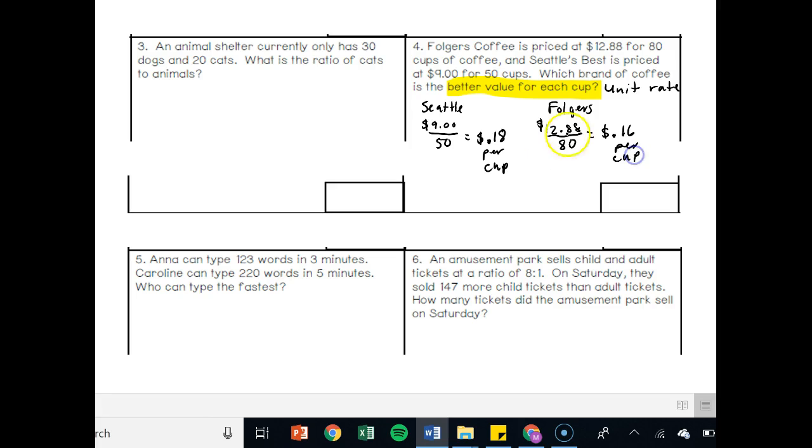So what's the better buy? Obviously, we're just going to go with the cheaper one, right? In fact, we would say cheaper one. And so this is obviously Folgers. Folgers is the better buy. It's only 16 cents per cup.